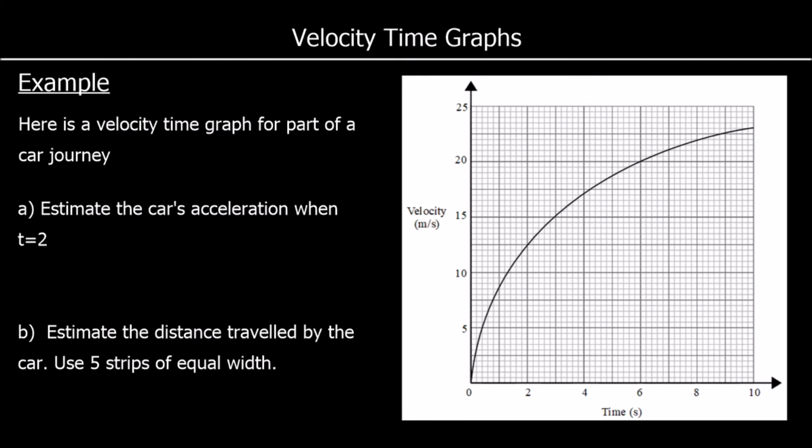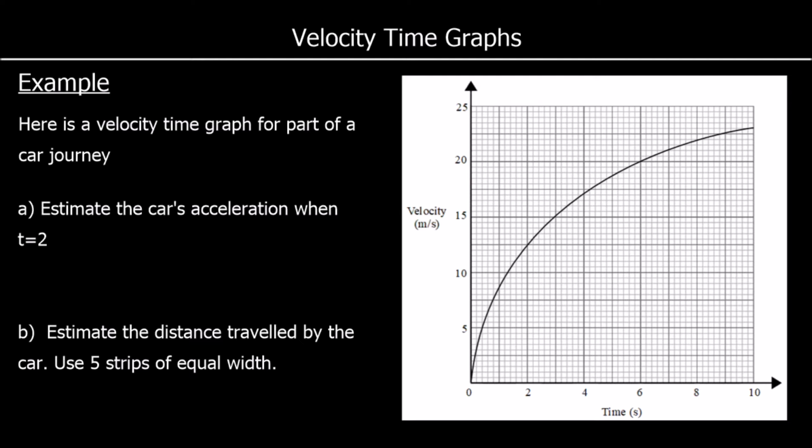Here we have another example. It's a velocity time graph for a car journey, and you can see we've got a curved graph this time. So we haven't got straight lines, and that means we're going to be estimating the acceleration. So estimating the acceleration and estimating the distance traveled. We're not going to work it out exactly. We're going to use estimates.